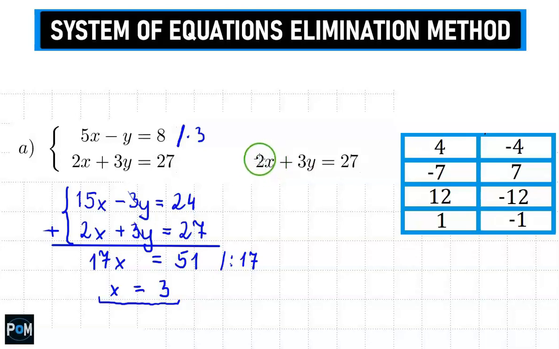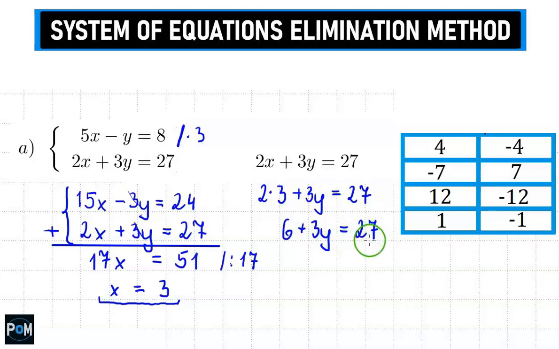The rest remains unchanged, so 2 remains unchanged. After 2, there is an invisible multiplication. So now I write this multiplication. Instead of x, I put the number 3. Here was x, now there's 3, and I'm copying the rest. Plus 3y unchanged equals 27, no changes. What now? Now we multiply. 2 times 3 is 6, plus 3y remains unchanged, equals 27 unchanged.